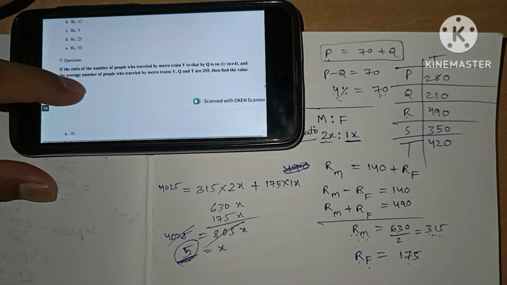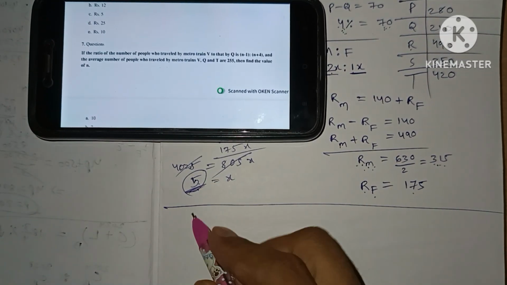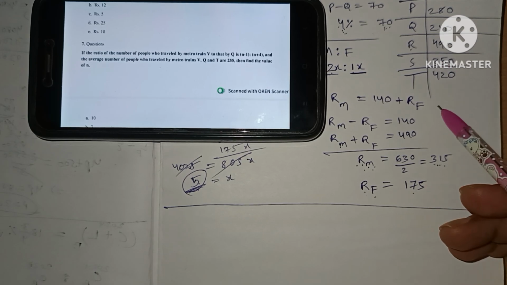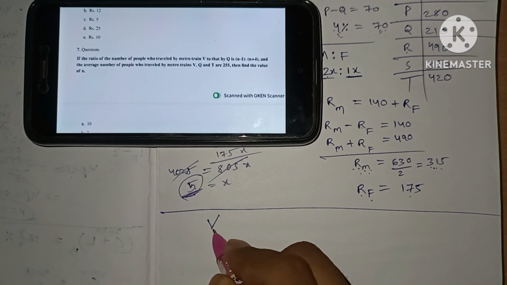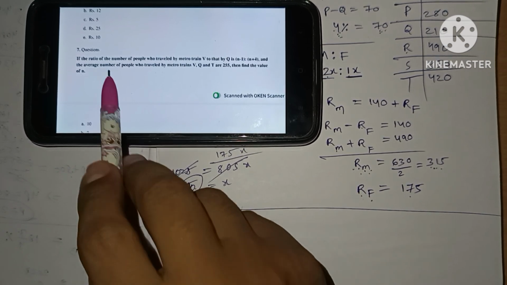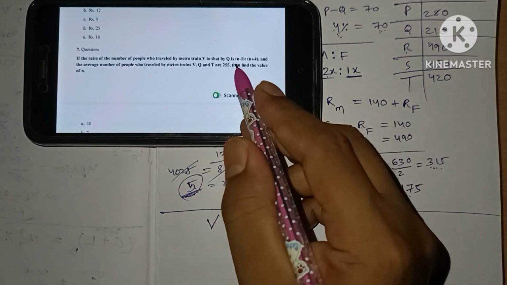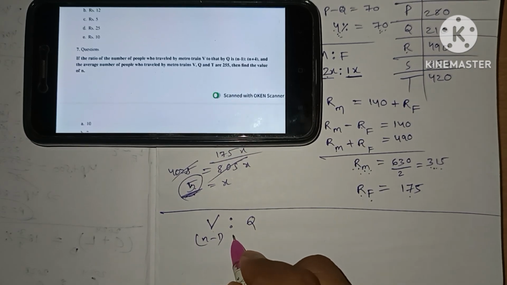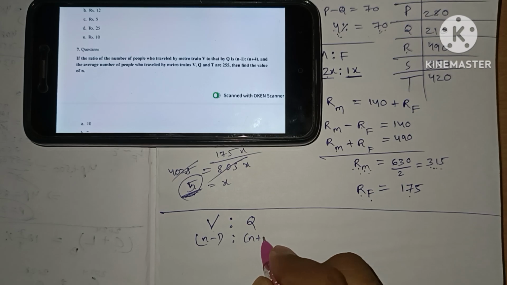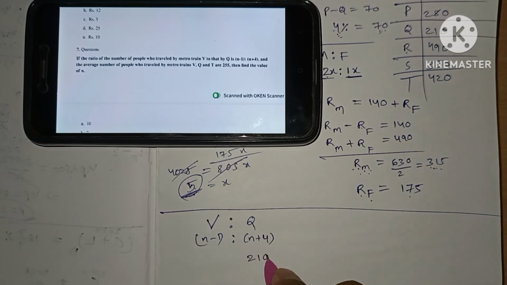Next, second question. If the ratio of the number of people who traveled by metro train V... in our pie chart there is no metro train V. So here we need to find the number of people traveling in metro train V. The ratio of the number of people who travel by metro train V and by Q is given as n minus 1 is to n plus 4. Here Q value we know is 210.